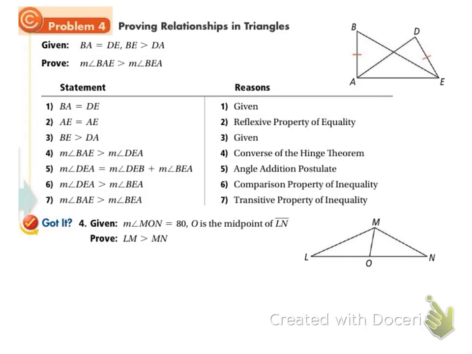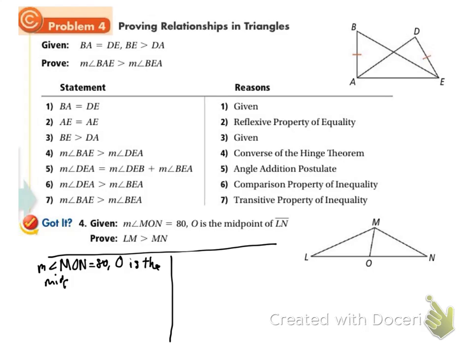Okay, and finally a theorem. We're just going to do the got it problem, a proof. We're just going to do the got it problem down here. So the first thing I need to do is write my given. It's a long one. Okay, so the angle MON is 80, so I'll mark that in here.